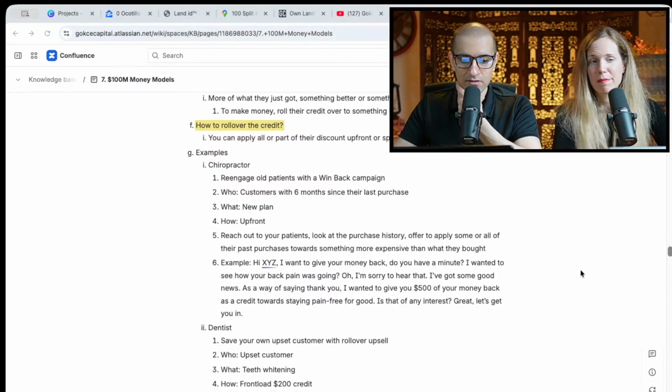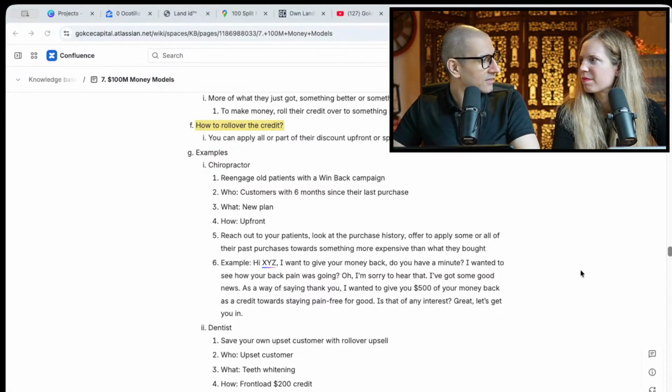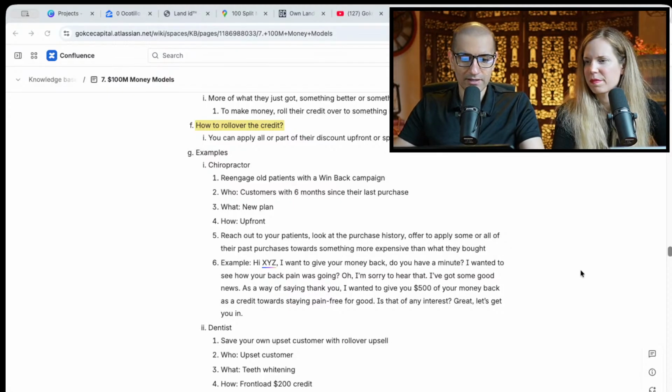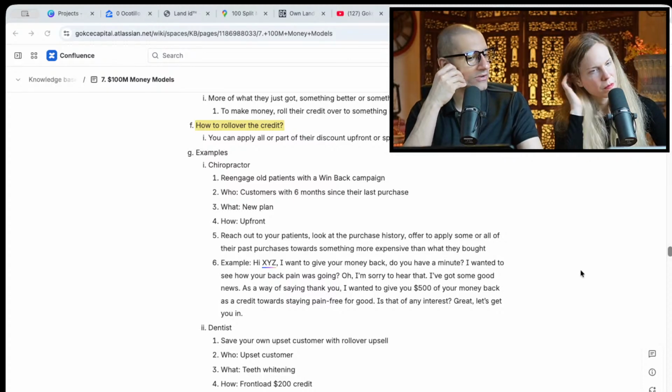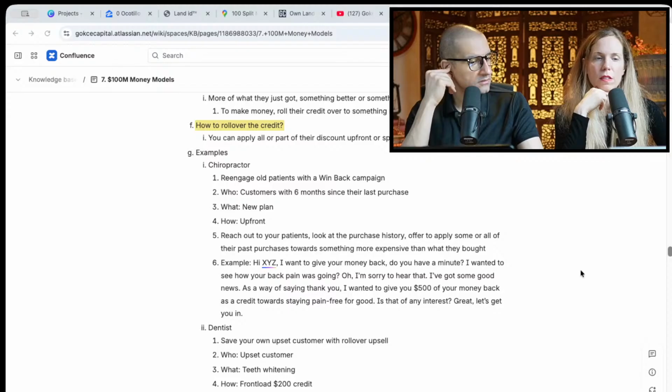What do you think? Right? So we'd be like, well, I want you to give $250 of your money back if you apply towards something like that. I mean, it could work for anything. It doesn't have to be rollover. It's basically saying we want to give you your money back, as in a credit for what you have already paid. Yeah, I think that could be good.